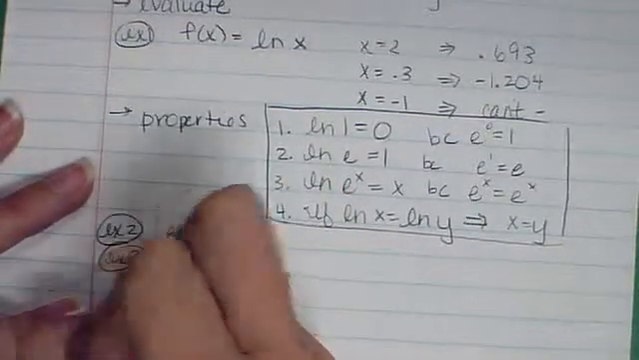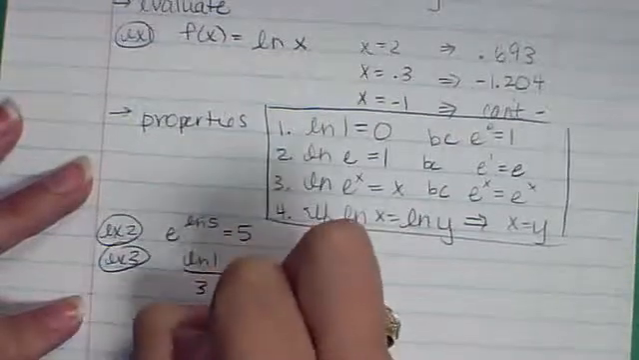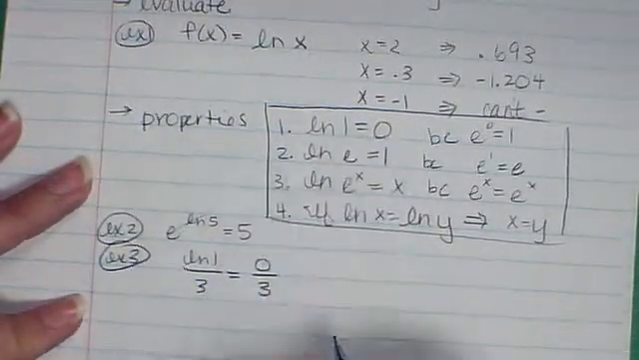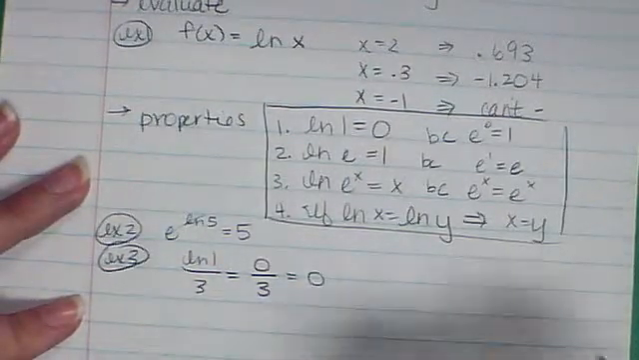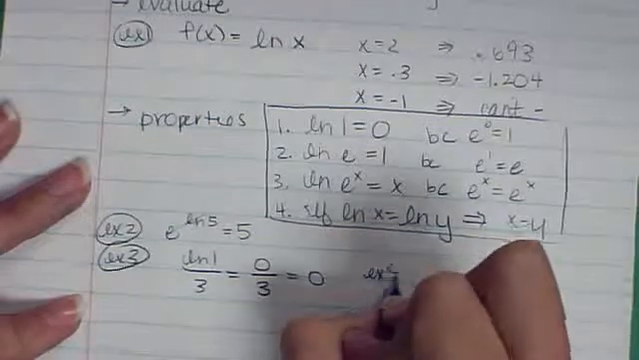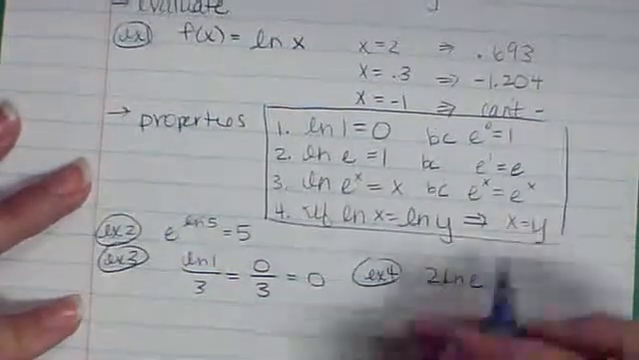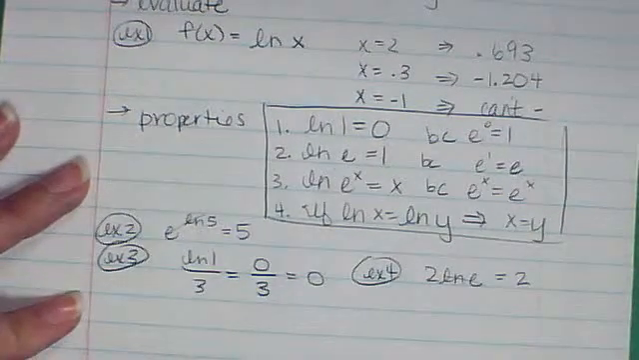Example 3. Natural log of 1 over 3 equals 0 over 3, because the natural log of 1 is 0 from this property here. So 0 over 3 is 0. That's our answer there. Example 4. 2 natural log of e is just equal to 2, because natural log and e cancel each other.